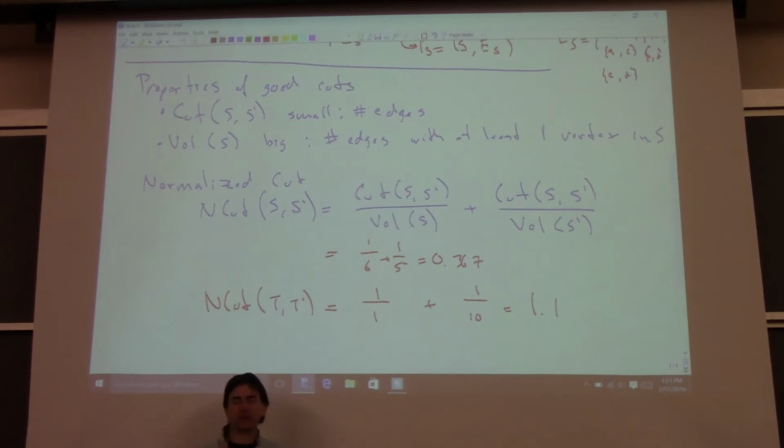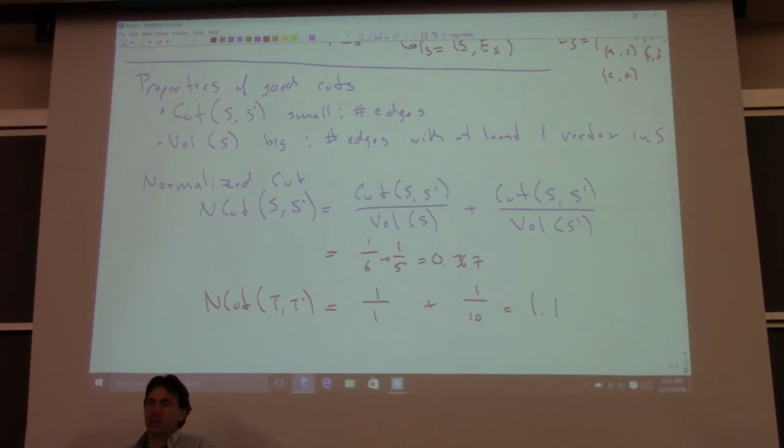Right, so I've got a much smaller normalized cut score for the one that divides them equally. Right? And it turns out this normalized cut works pretty well. There are other variants, but from what I've read about this and seen, the normalized cut is a pretty good one to use in practice.